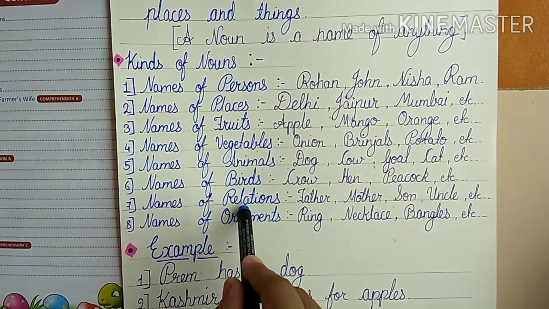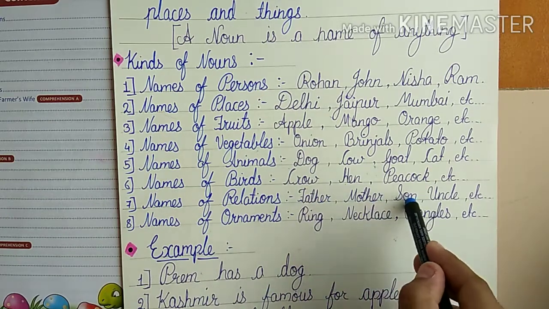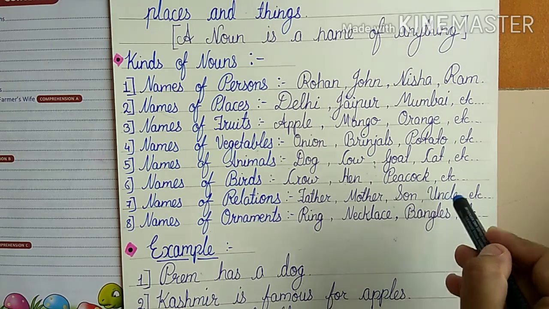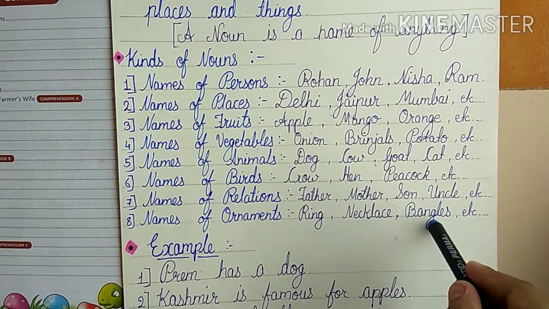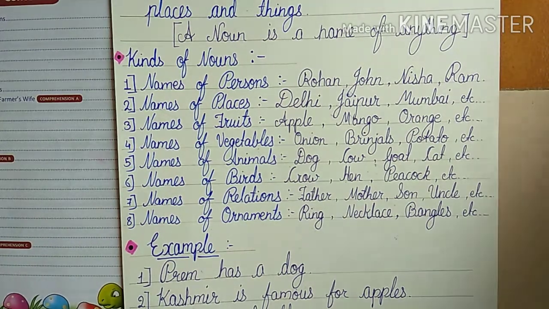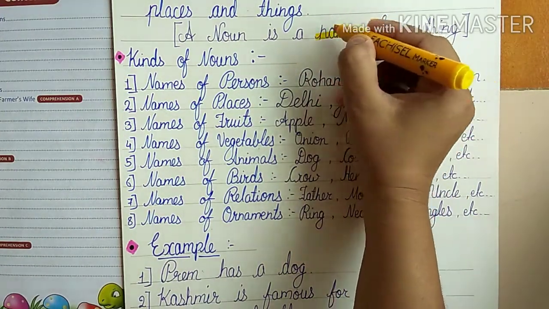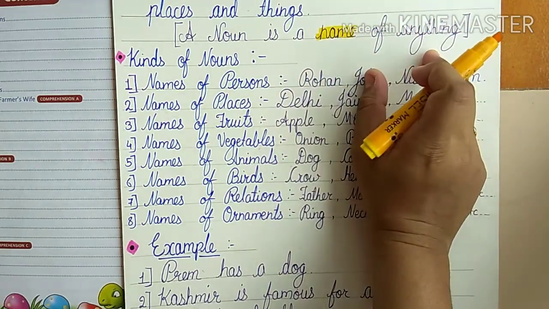Name of relationships. Relationships, yani ki rishte: father, mother, son, uncle, daughter, aunt. These all are relationships and they are also nouns. Name of ornaments: ring, necklace, bangles and many more ornaments like anklets or any different things which we can see. So in simple terms, nouns. Noun kya hota hai? Noun is name of anything.